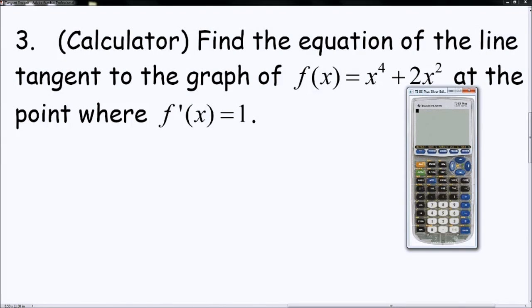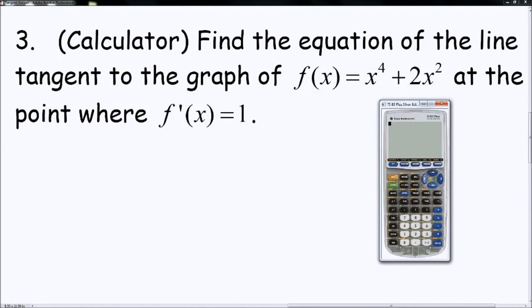All right, number 3, find the equation of the tangent line to the graph of f of x is equal to x to the fourth plus 2x squared at the point where f prime of x is equal to 1. And so I'm going to use a lot of the calculator features. I'm actually not going to write very much down, just to showcase what the calculator can do for you.